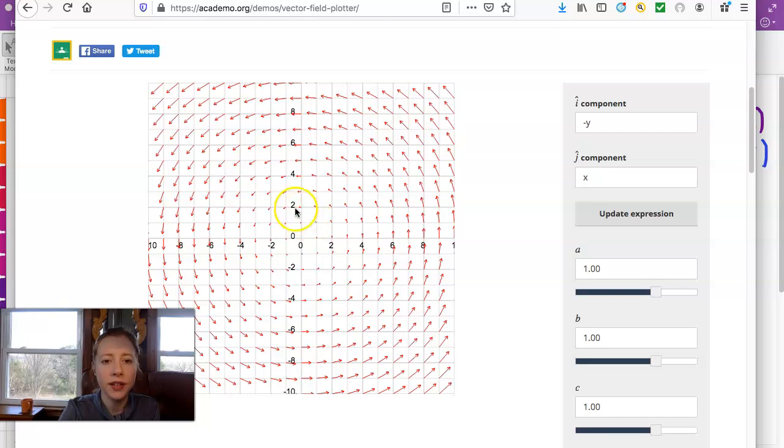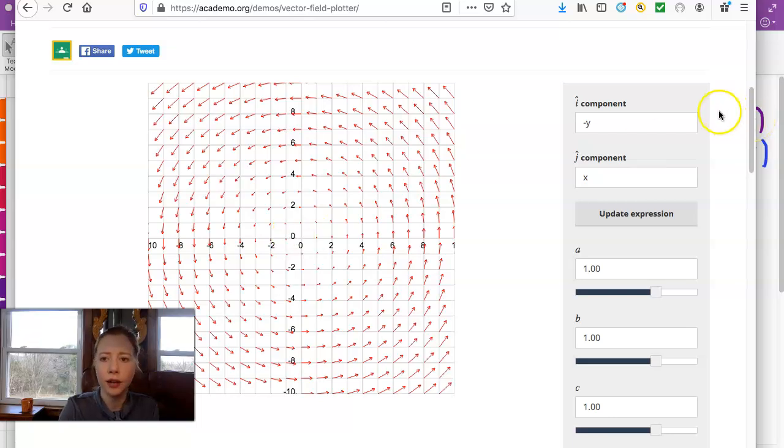All right, and so you can see that the magnitude of the vector is equal to the radius of the circle. So as we move further away, the magnitude of the vectors get larger and larger. That also shows that the strength of the field is getting greater and greater the further we move from the center here.